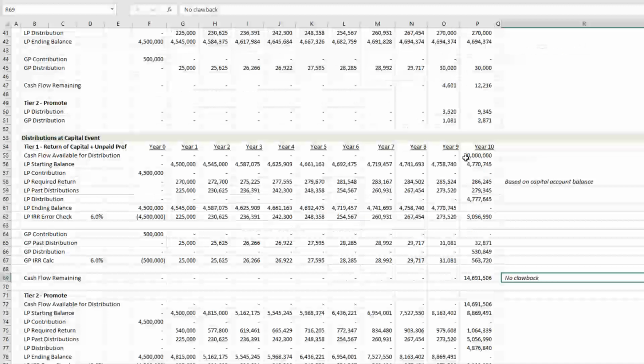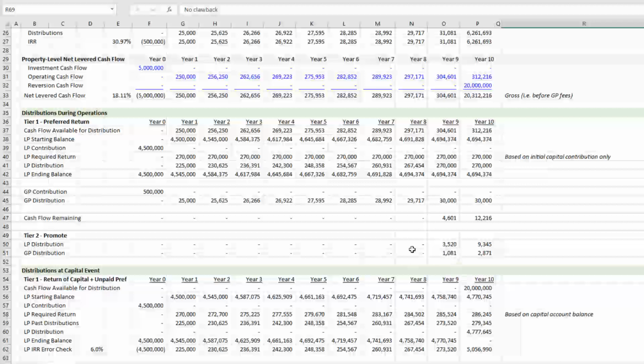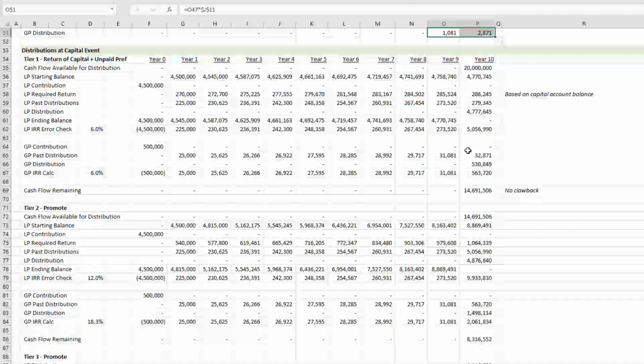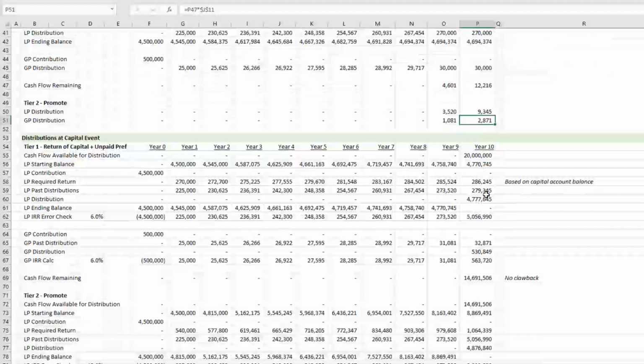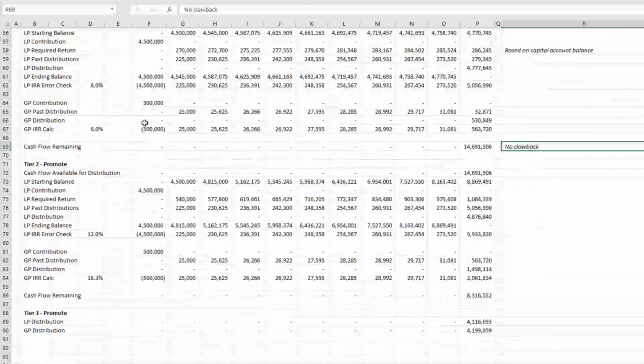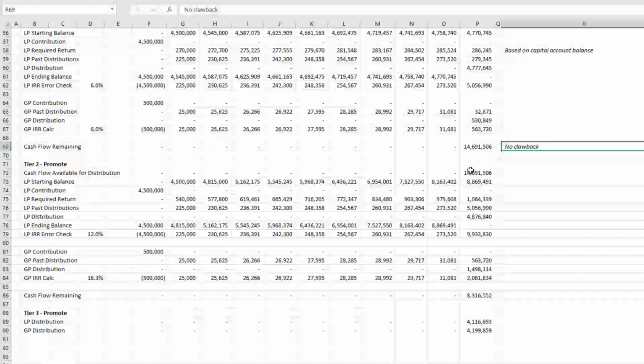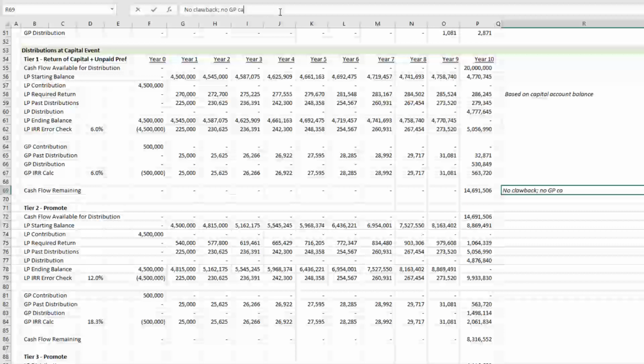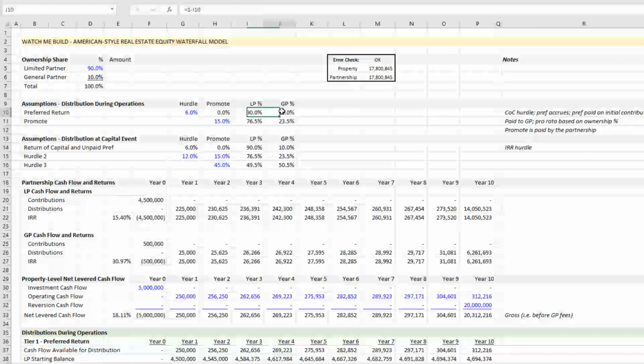And what does that mean? Well, it means that if you notice, during operation, the GP received a disproportionate share in the last 2 periods. Imagine a scenario where there was insufficient cash flow to return capital to the LP. The GP still would have received more than it was actually due. And so to account for that, you'd want to model in a clawback. The other thing we don't have here is a GP catch-up. Now, in this case, it's not necessary because we are distributing pro rata based on ownership share.